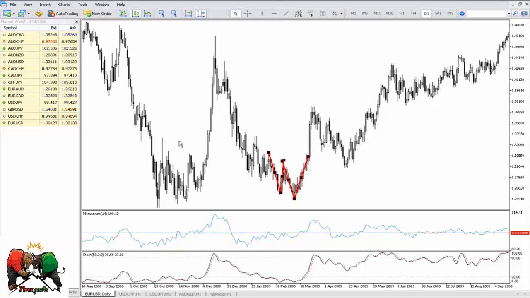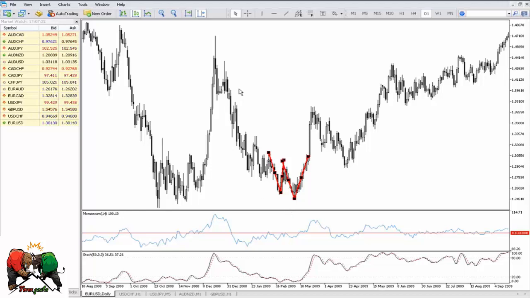Now, as you can see, the actual shape of the double bottom pattern looks like a letter W, whereas the shape of the double top reversal pattern looks like an M. So it's very clear in this instance that we're looking for the trend to trade upwards, as it appears at the bottom of this downtrend that we spotted earlier.